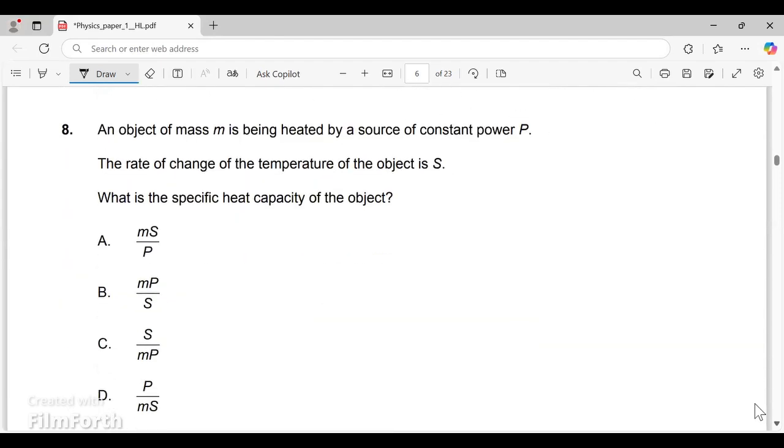An object of mass m is being heated by a source of constant power P. The rate of change of temperature of the object is S. What is the specific heat capacity of the object? The formula is P equals m times C times S, where P is power, m is the mass of the object, C is the specific heat capacity, and S is the rate of change of temperature. If we are going to find C, we can rearrange this formula, and it becomes P over mS. This one.